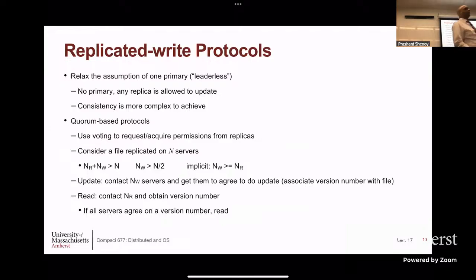But now we will actually talk about a different set of protocols, which is no primary. Okay. So we'll have no coordinator. This is leaderless replication. So any replica can be allowed to update. Okay. And consistency here will be a little more complicated. This class of techniques is called quorum-based protocols, because we will see that you need a quorum of replicas to agree. Not every replica, but you need a quorum. Okay? Because you are not going to wait for every replica to answer.